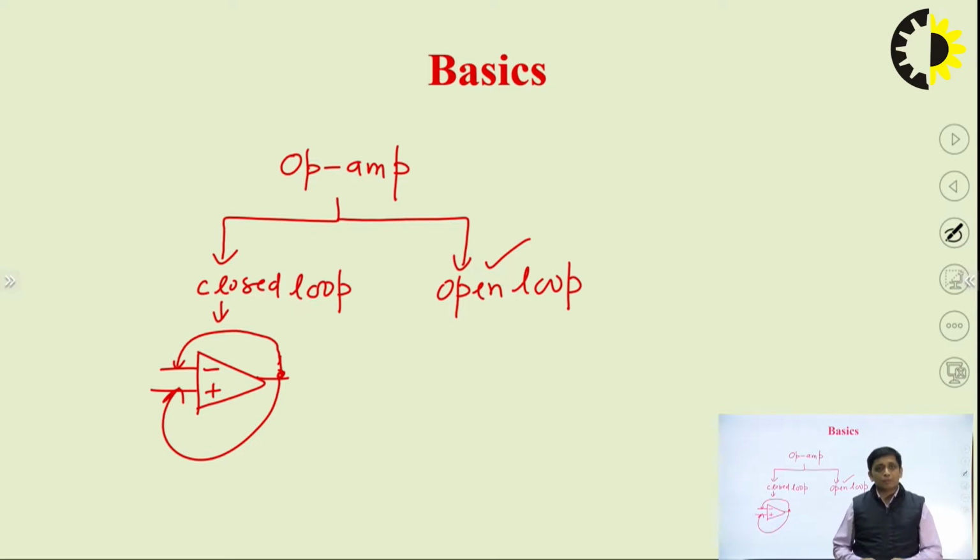But as far as open loop configuration of op-amp is concerned, it has limited applications. The reason is, in open loop configuration of op-amp, the output of the op-amp gets saturated. So we need to understand why the open loop configuration of op-amp gets saturated. For that, we need to understand one basic circuit.